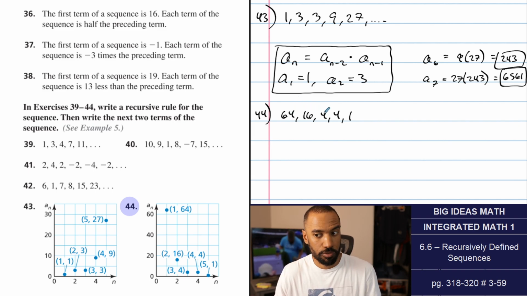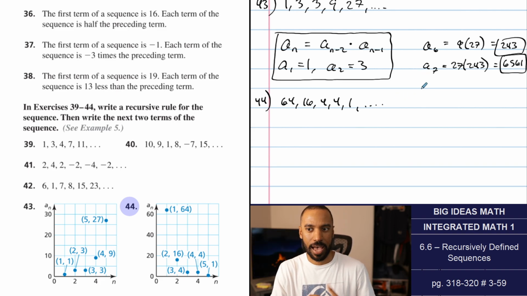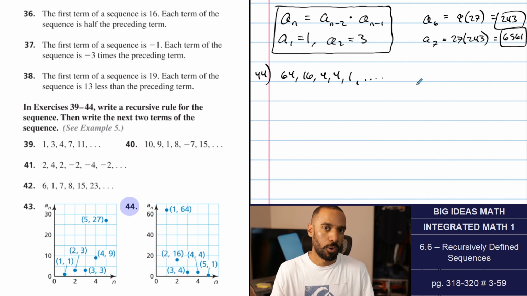64 divided by 16 is 4. 16 divided by 4 is 4. 4 divided by 4 is 1. And I mean, you could argue that I'm lucking out with that or whatever else. I mean, you're looking for what you're looking for, right? If you find it, it works out in that way.